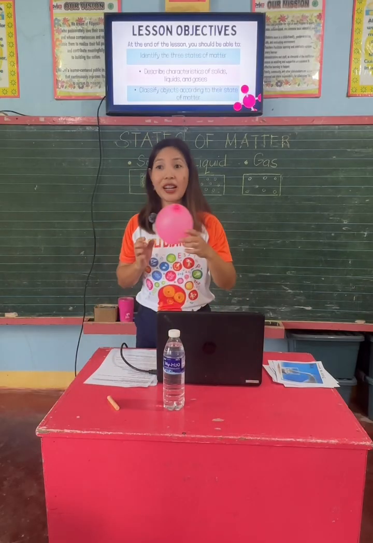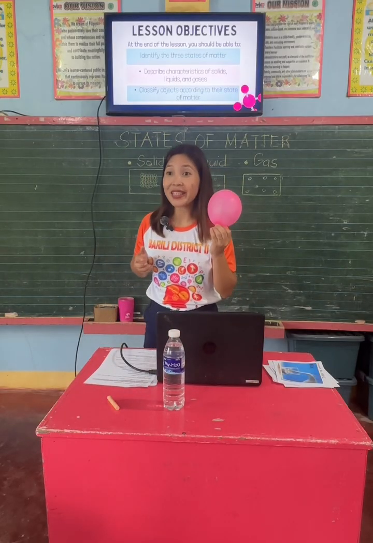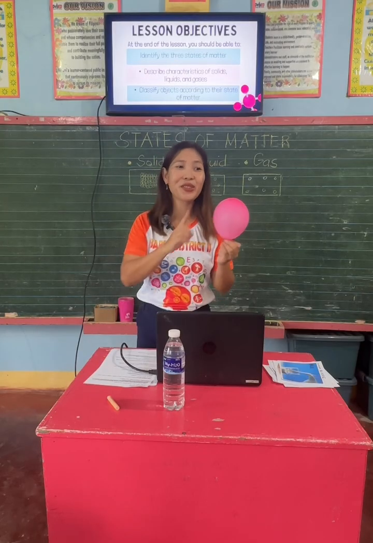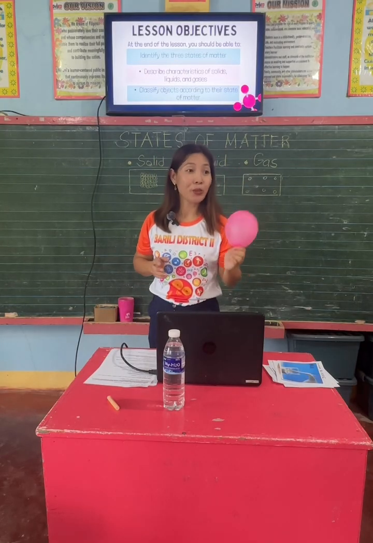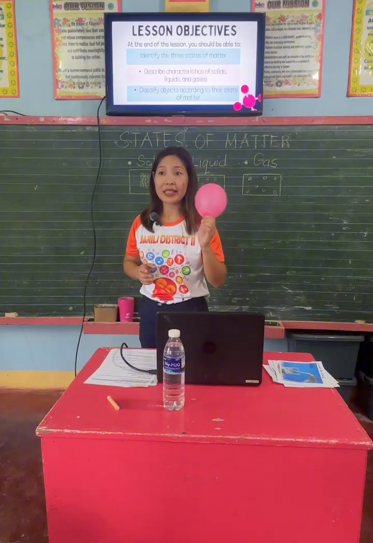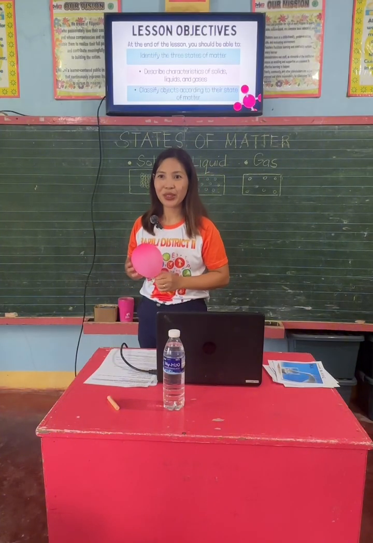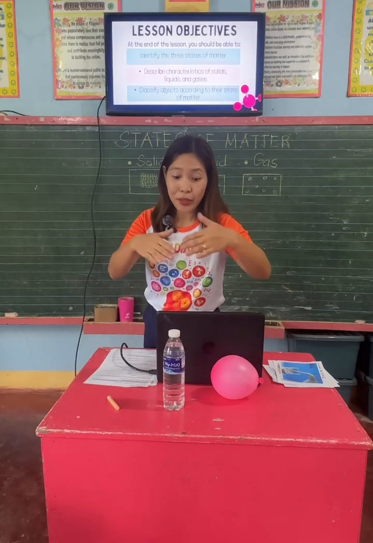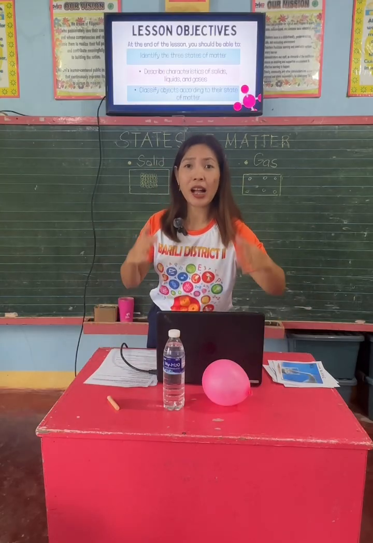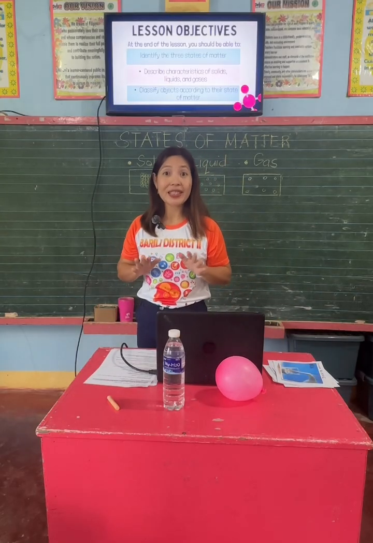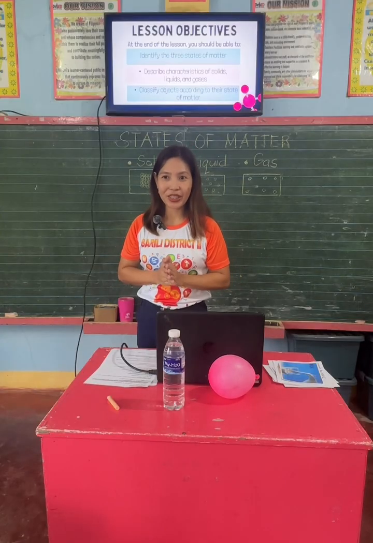And now look at this balloon. What is inside it? Correct. It is filled with air. We cannot see it clearly, but it fills in the balloon. All right. So today, these examples here will help us understand the three states of matter.